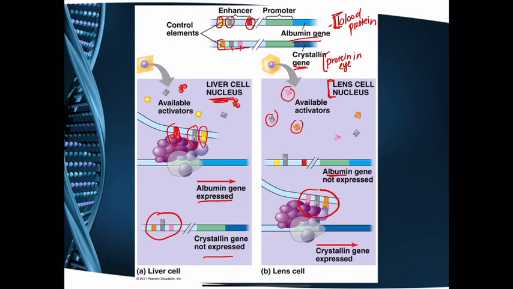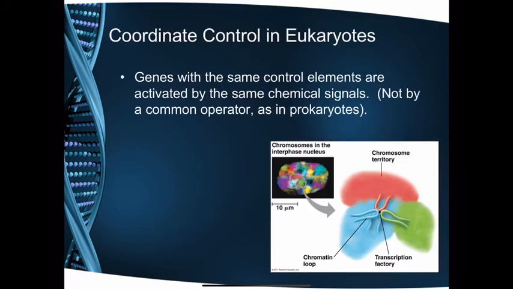Okay? So again, that's another example of how we can control transcription within the cell. Okay? And so the transcription factors that are made in each of those cells determines which genes will be expressed there. All right? Now, let's take a look at one last thing.